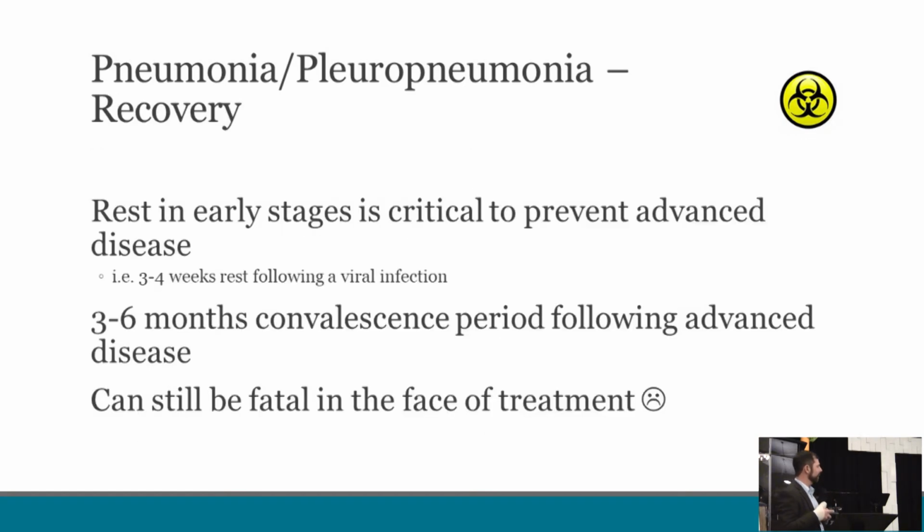So as far as recovery goes, rest in the early stages is absolutely critical to prevent a more advanced disease. So for a horse that's recovering from a viral infection, the recommendation there is about 3 to 4 weeks of rest as well. For a horse that's recovering from advanced disease, we're looking at about 3 to 6 months of convalescence. And unfortunately, it can still be fatal even in the face of very aggressive treatment.